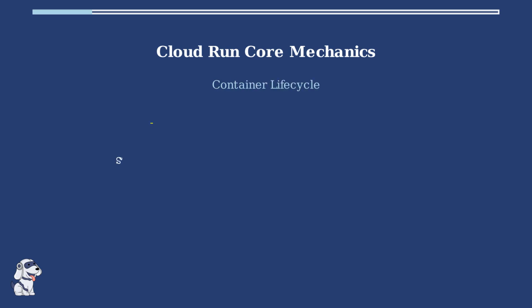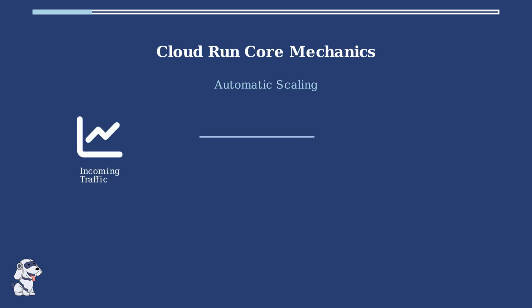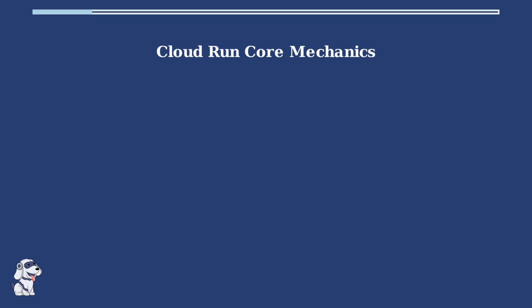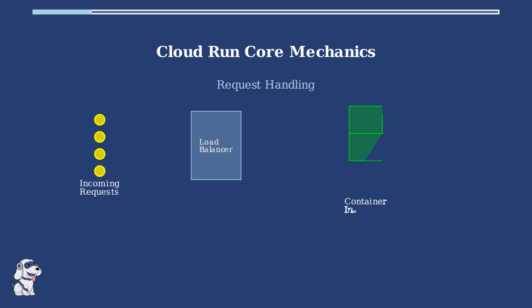The first core mechanic is container lifecycle management. CloudRun automatically handles the creation, scaling, and termination of container instances based on incoming traffic demands. The second core mechanic is automatic scaling. CloudRun dynamically adjusts the number of container instances from 0 to thousands based on incoming request volume, ensuring optimal performance and cost efficiency. The third core mechanic is intelligent request handling.